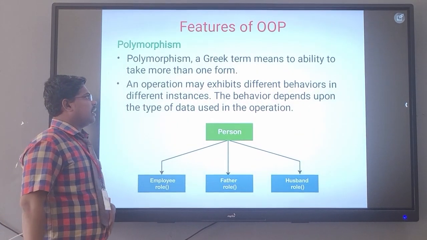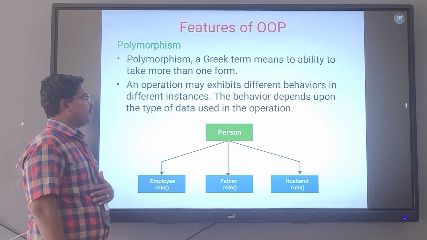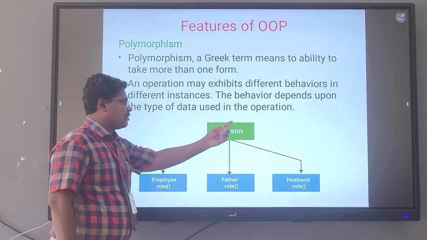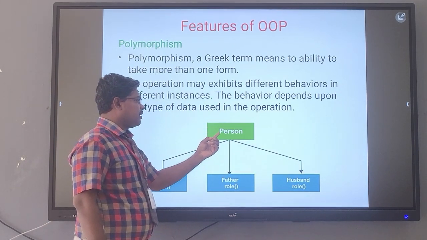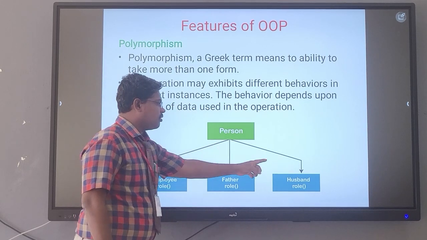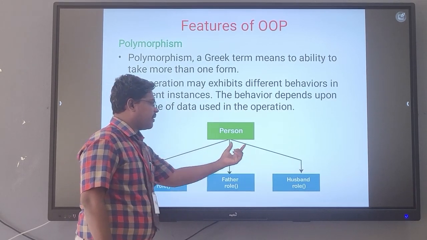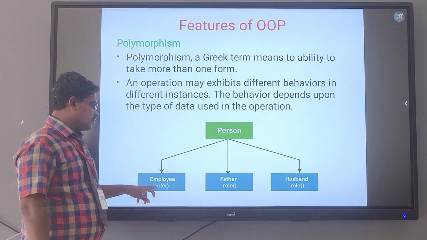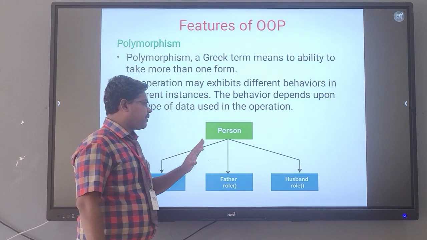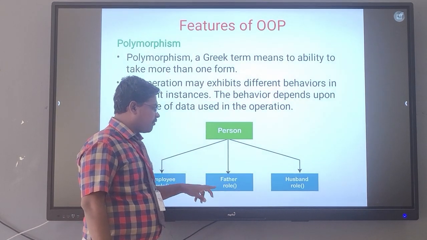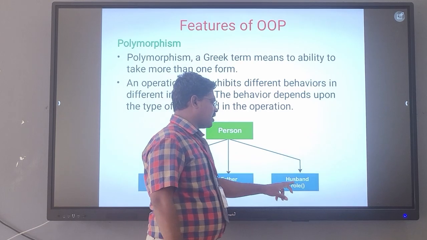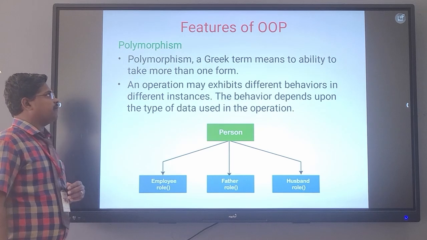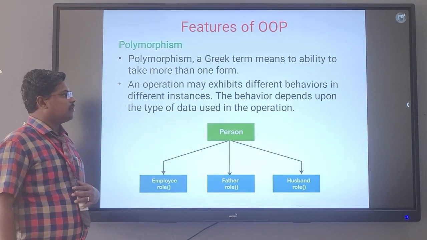Polymorphism, a Greek term, means the ability to take more than one form. That is more than one form. See the picture. The person is the same person, but acts with different behavior depending upon the particular location or role. The person acts as an employee, that is the role in the office. The same person acts as a father, that is the role in the family. The same person acts as a husband, his role to his wife. So these are the main features in polymorphism, the main features in OOP.